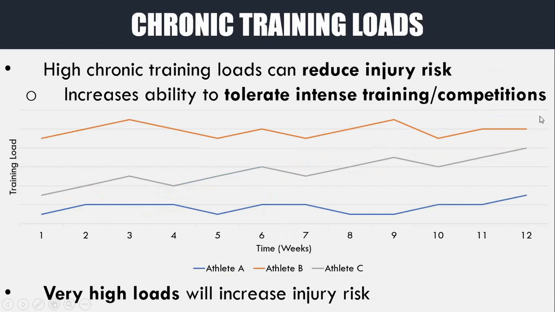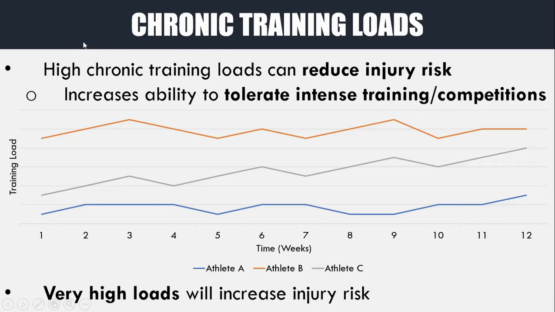On a similar topic to the acute to chronic workload ratio, we're now going to have a look at chronic training loads. So essentially what we're referring to with chronic training loads is the average amount of workload we do over a long period of time. So it's been shown in research that higher chronic training loads have the potential to reduce injury risk. And this is theorized to be due to the fact that high chronic training loads are going to increase the ability to tolerate intense periods of training or competition.